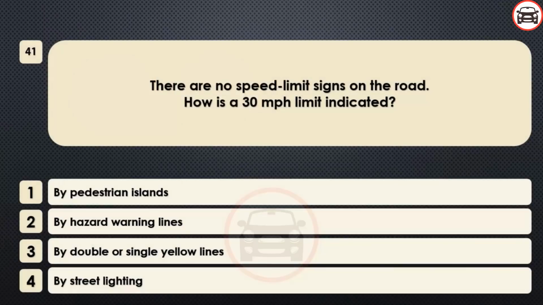There are no speed limit signs on the road. How is a 30 miles per hour limit indicated? 1. By pedestrian islands. 2. By hazard warning lines. 3. By double or single yellow lines. 4. By street lighting.